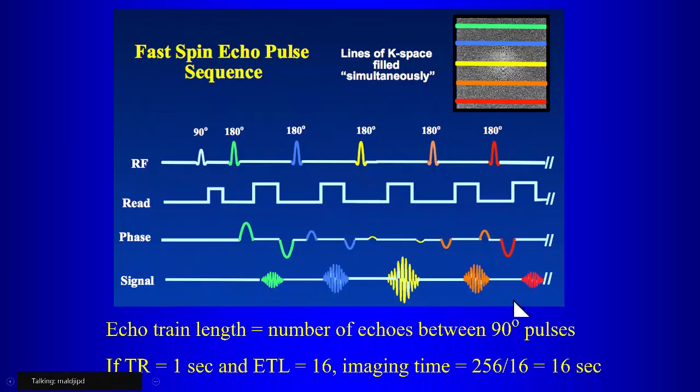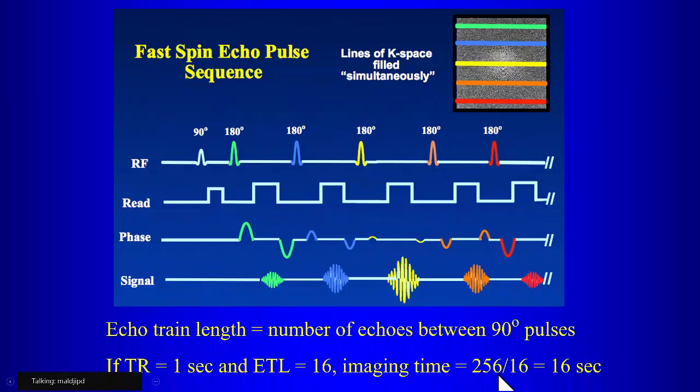The more phase encoding steps you've introduced there, the faster you're filling up K-space. So if your TR is 1 second, and if your echo train length is 16, meaning that we're going to fill up 16 lines of K-space every second between our TR pulses, then you've reduced your imaging time. If you have 256 pixels along your phase encoding axis, you've decreased that by a factor of 16.